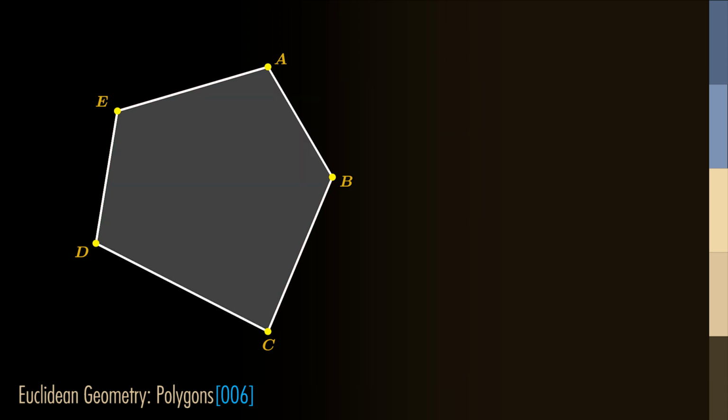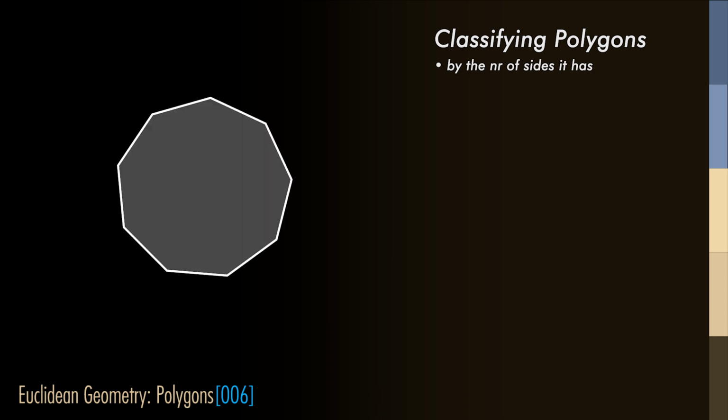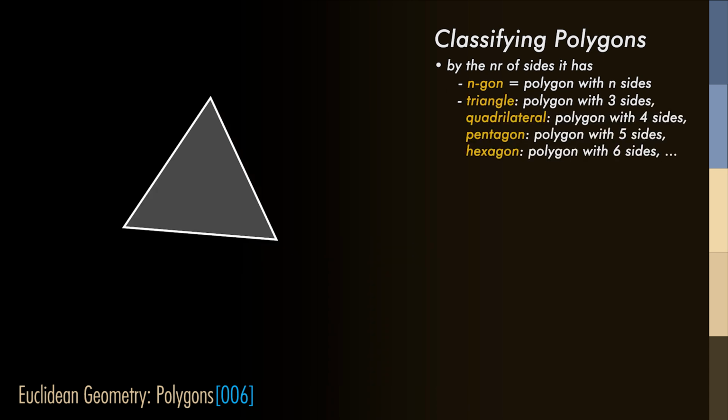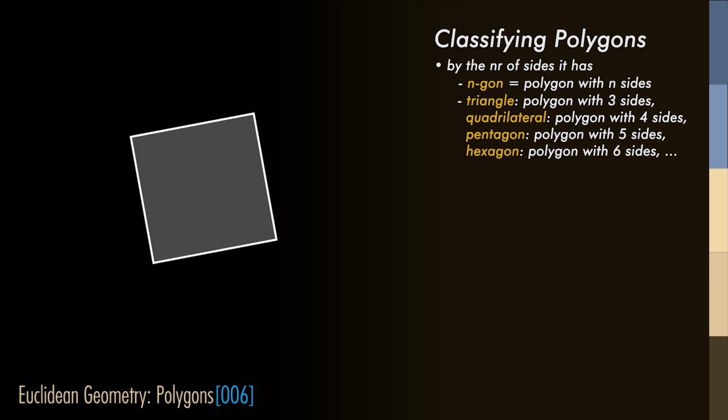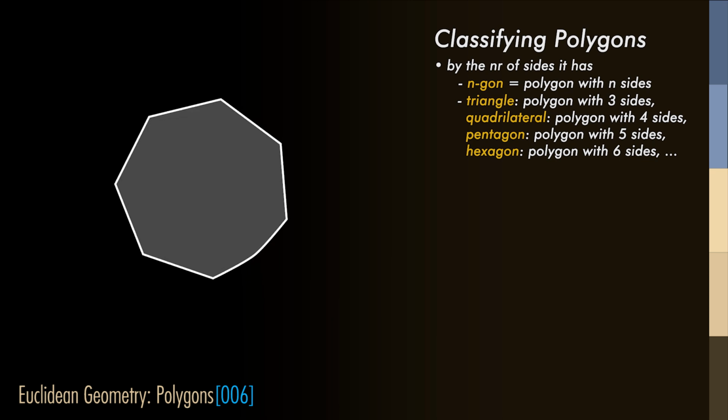There are a couple of ways to classify polygons. We can of course classify them by the number of sides it has. In general, a polygon with n sides is called an n-gon. Polygons with fewer sides have more specific names. Those with 3 sides are called triangles. Those with 4 sides are called quadrilaterals. 5 sides are pentagons, 6 sides are hexagons, and so on.